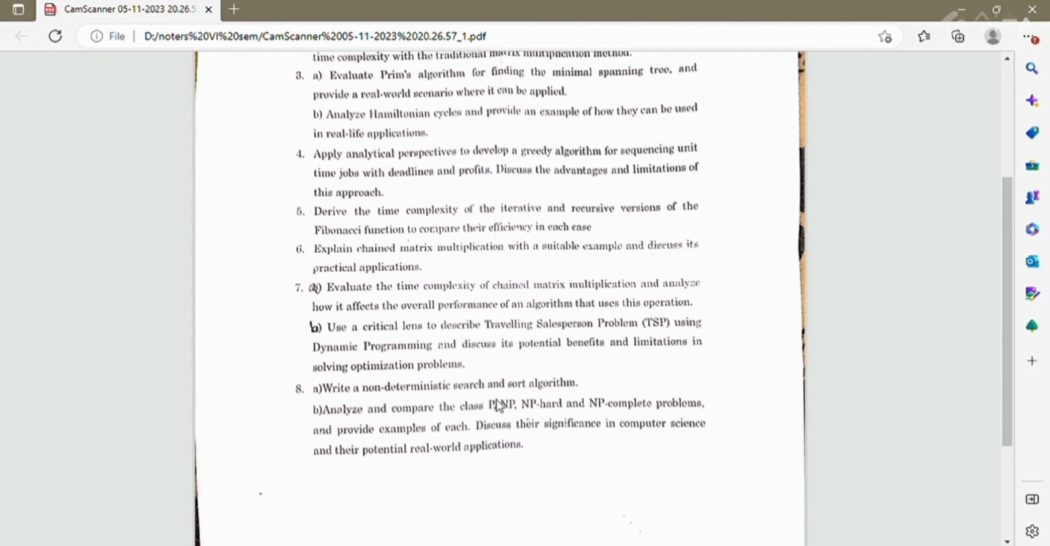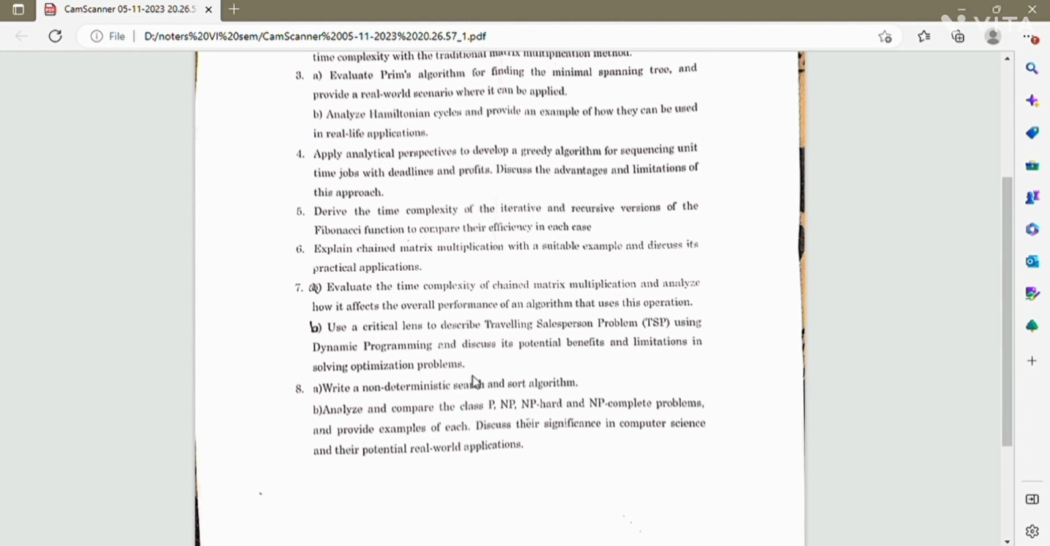Next question. Analyze and compare the classes P, NP, NP-hard and NP-complete problems and provide examples of each. Discuss their significance in computer science and their potential real-world applications. P class: the P stands for polynomial time. It is the collection of decision problems that can be solved by a deterministic machine in polynomial time. The class contains many natural problems like calculating the greatest common divisor, finding a maximum matching, and the decision version of linear programming.